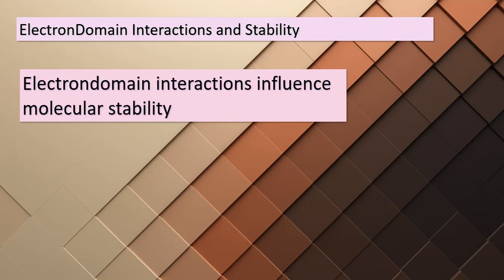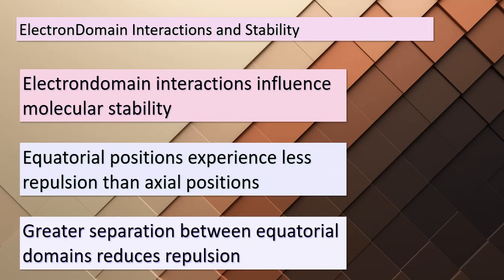Great job, students! As we unravel the mysteries of electron domain geometry, it's important to understand how electron domains interact and contribute to the stability of molecules. In the trigonal bipyramid, these interactions play a significant role. One key observation is that electron domains in equatorial positions experience less repulsion compared to those in axial positions.